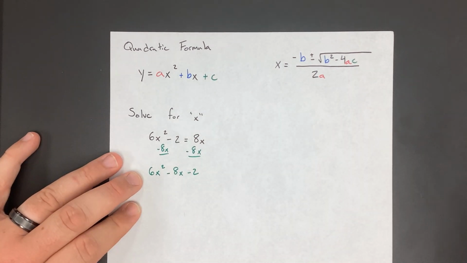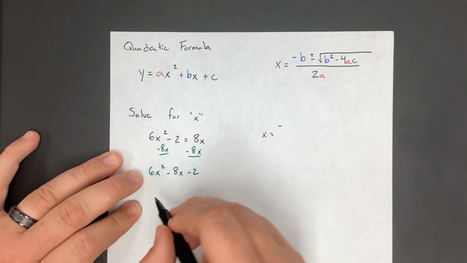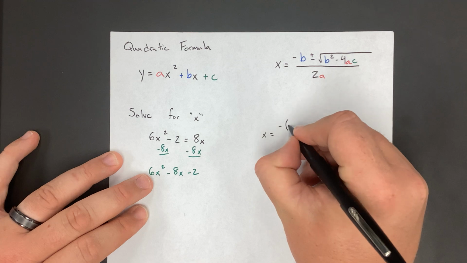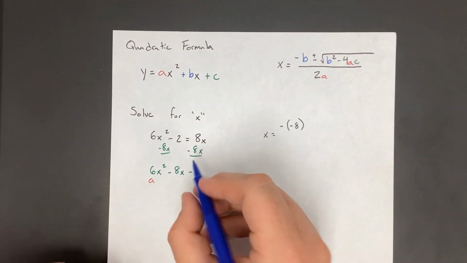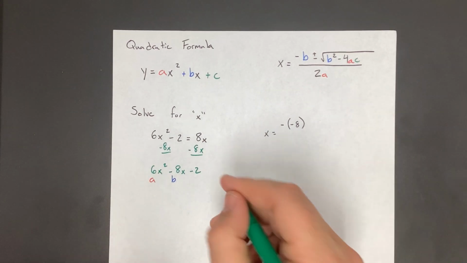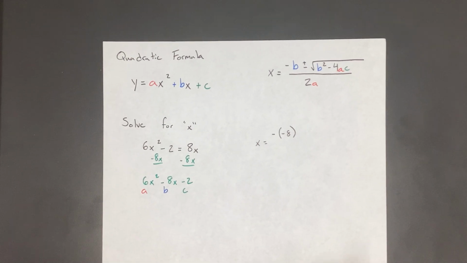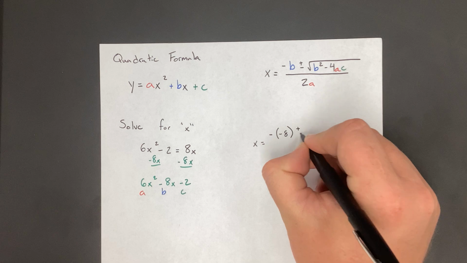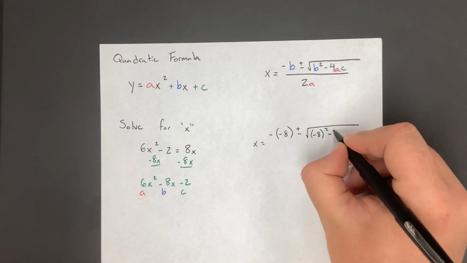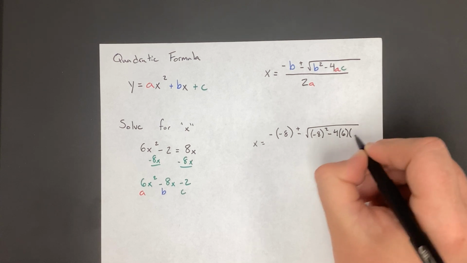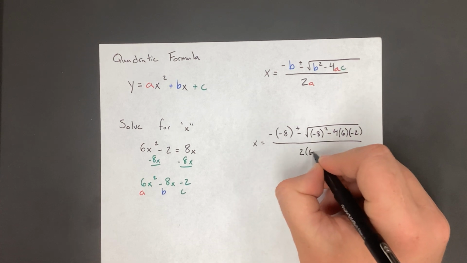And so from there, we're going to use our quadratic formula. I'm going to say x is equal to the opposite. Our b is negative 8 here. Let me go ahead and mark all these. So I have a, b, and c right there. So the opposite of negative 8 plus or minus the square root of negative 8 squared minus 4 times 6 times negative 2 all over 2 times 6.